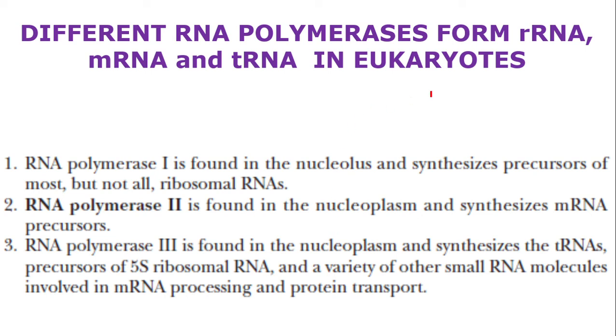And in eukaryotes, there are different enzymes, RNA polymerases, for rRNA, mRNA, and tRNA. RNA polymerase 1 results in the synthesis of ribosomal RNA. RNA polymerase 2 leads to the synthesis of messenger RNA, while RNA polymerase 3 leads to the synthesis of transfer RNA. And of course, the precursor of the smaller ribosomal RNA, 5S ribosomal RNA, etc. You should know this, it will be there for the examination.